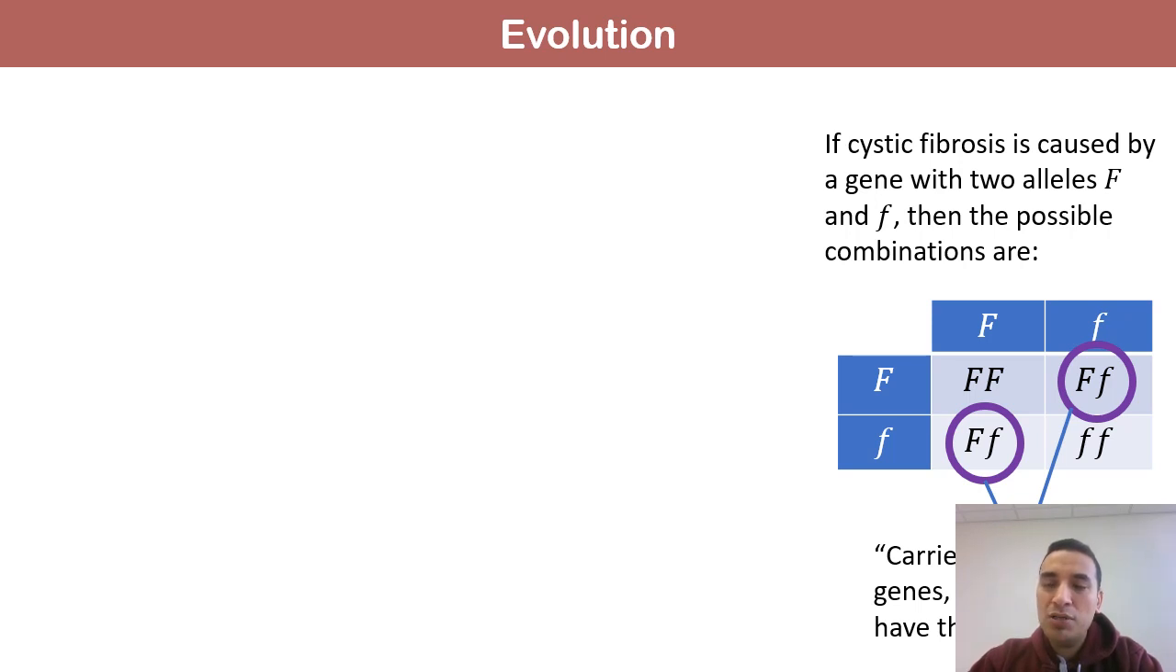So what are the possible combinations? This is a classic Punnett square, and you get one big F big F, two big F little f's, and one little f little f. So the big F little f are the carriers. They do not have cystic fibrosis, because you have to have two little f's, but they can still carry that little f gene. They would not have the disease, but they can still carry it forward to other generations.